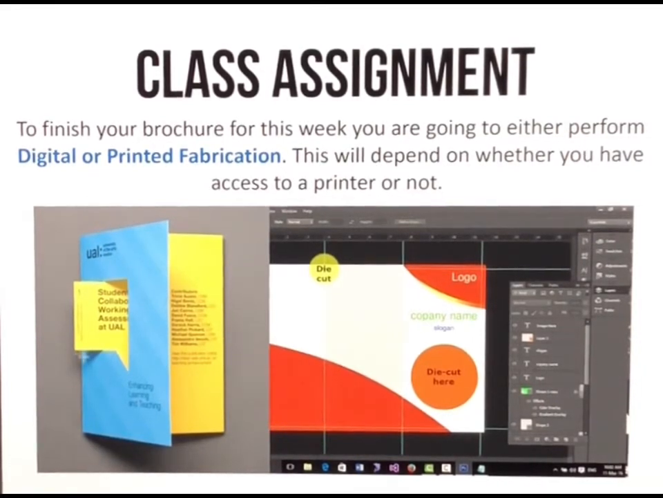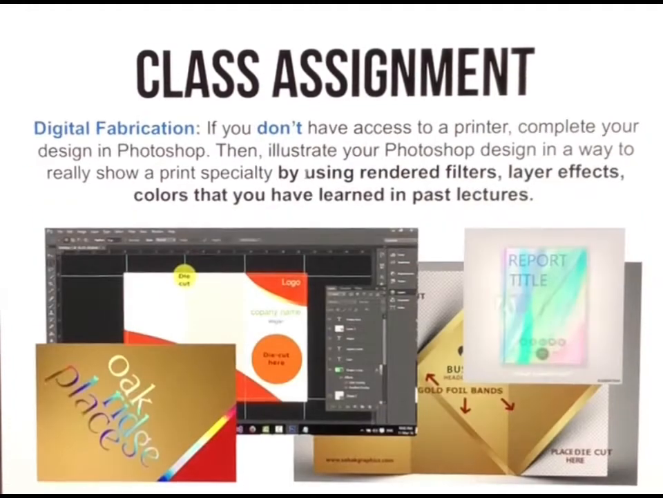Something that would be neat and interesting. In this particular instance, you're seeing a cutout here, and there's going to be some other fabrication thoughts and ideas that I hope you get inspired with. Now, there's two different ways to go about this class assignment. The digital fabrication side of it is if you don't have access to a printer to complete your brochure. Then what you're going to do is in Photoshop, you're going to make it appear like you have these cool, interesting print elements that you'll learn about in the lectures and whatnot.